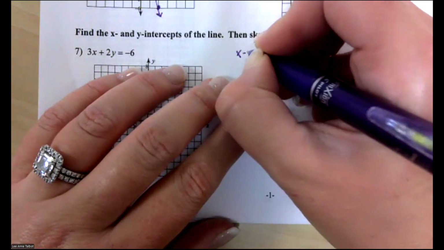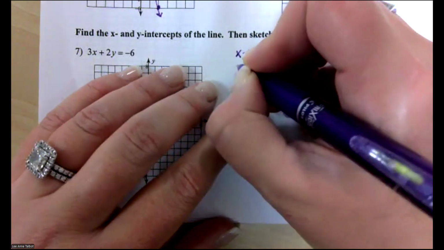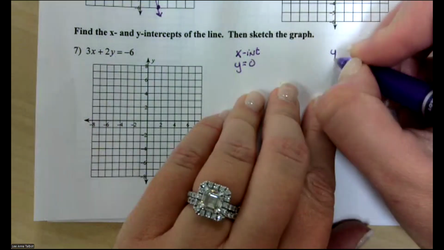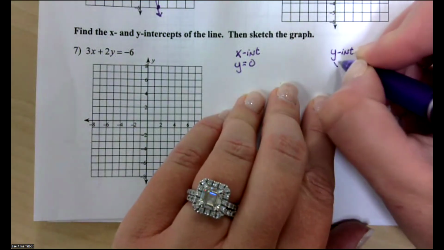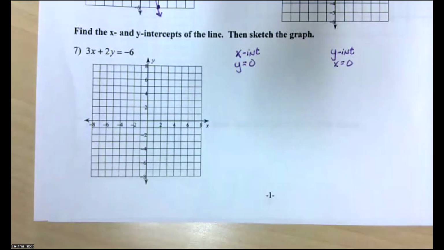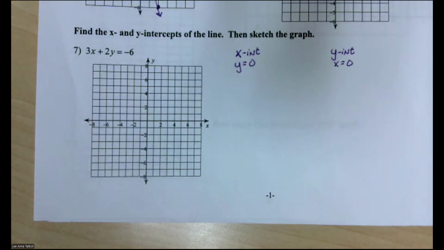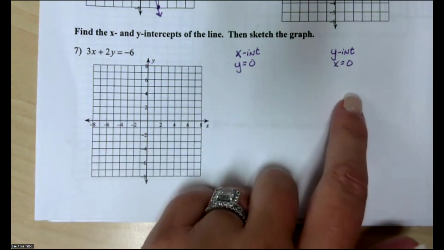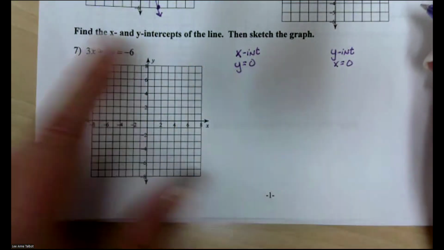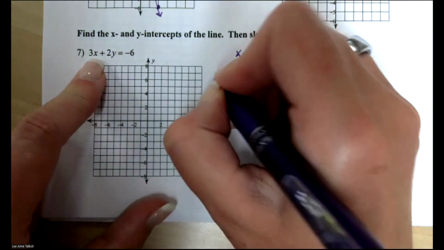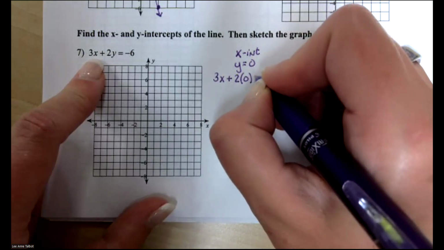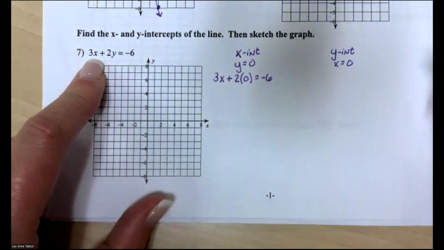Okay, so for the x-intercept, y is 0. And for the y-intercept, x is 0. Okay, so you're going to do 2 separate problems. One of them where you put 0 in the y spot, and one of them where you put 0 in the x spot. So 3x plus 2 times 0 equals -6.